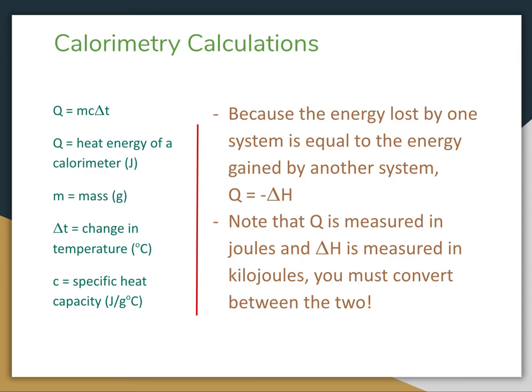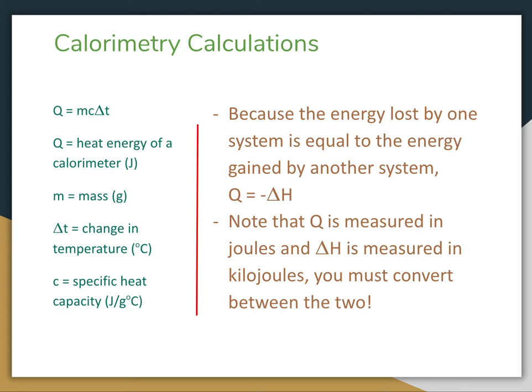M is the mass of whatever thing's temperature is changing. Most of the time this will be water. Read the question carefully though, because it's not always water. So the mass of whatever is changing is m. The specific heat capacity of whatever is changing is c. If it's water, it's going to be 4.19 joules per gram degree Celsius. But again, it's not always water, so read the question carefully. And there are other specific heat capacities in your data book. And then delta t, of course, is the change in temperature.